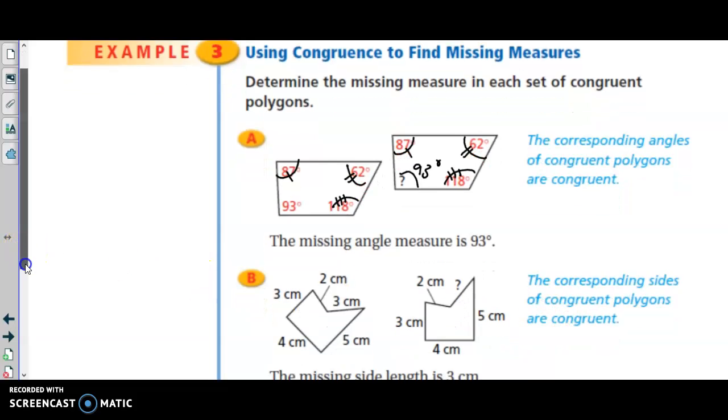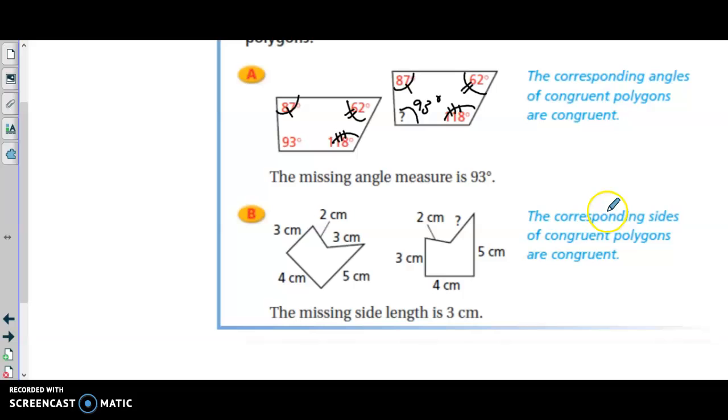You can also apply that to sides, not just in triangles. The corresponding sides of congruent polygons are congruent. Even though these are two polygons, they are congruent. You need to match up their corresponding sides to find the missing measure. If you can rotate your eyes, this one needs to be rotated maybe 45 degrees on center, and then the sides would match up. So this side right here of this polygon on the left corresponds with this side over here. Because these polygons are congruent, the missing side length is 3 centimeters.